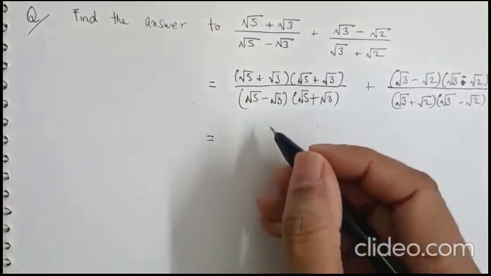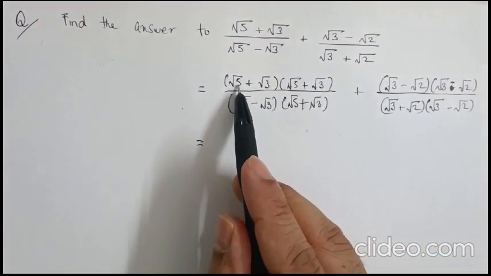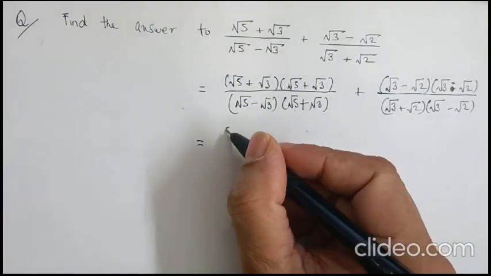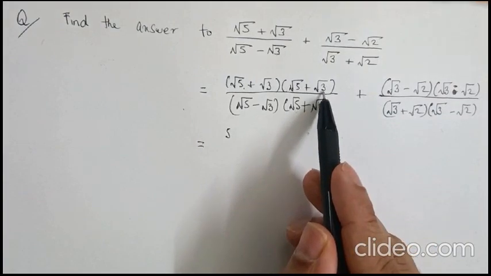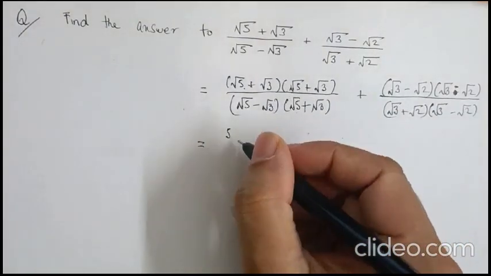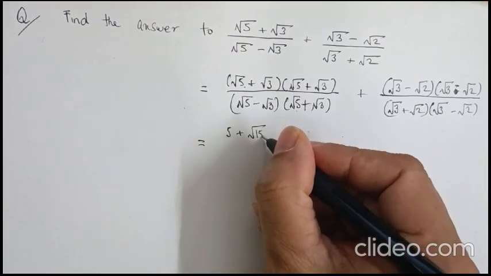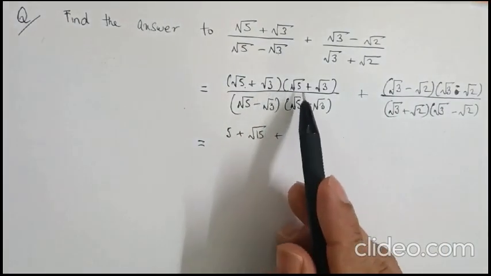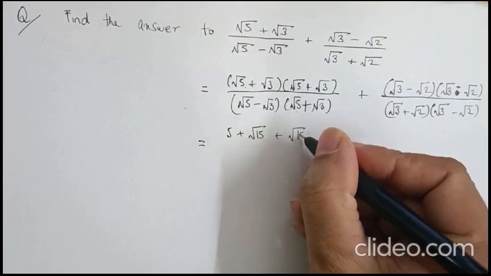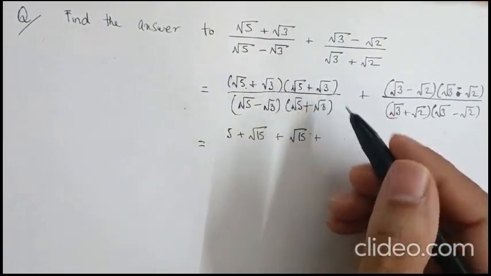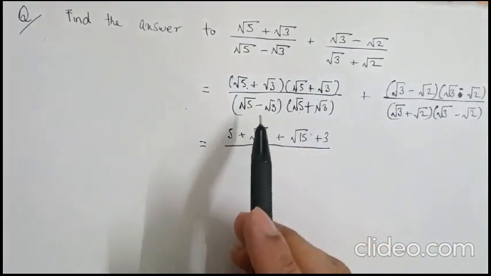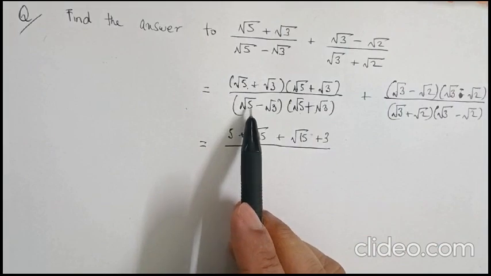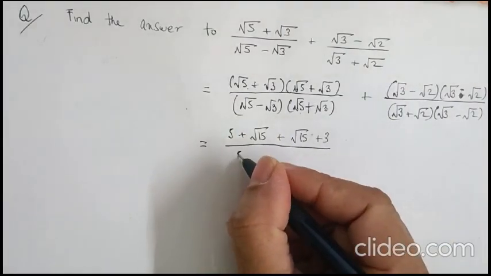So this becomes, we multiply the square root of 5 into square root of 5, that's 5, plus square root of 5 into square root of 3, that is square root of 15, plus square root of 3 into square root of 5, that is again square root of 15, plus square root of 3 into square root of 3, that is 3. Divided by, now when we do this, square root of 5 into square root of 5 is 5.